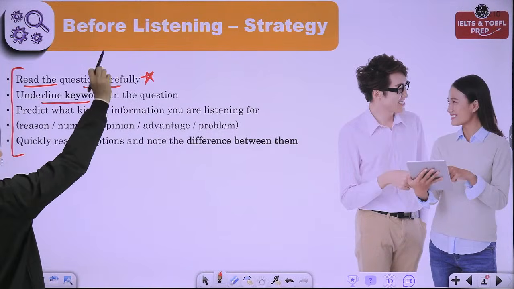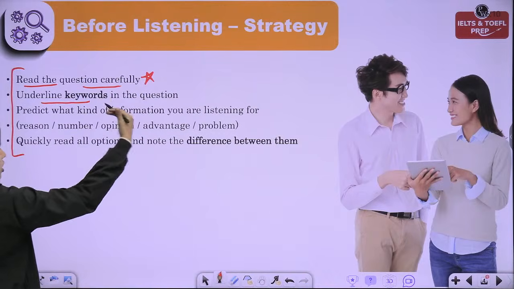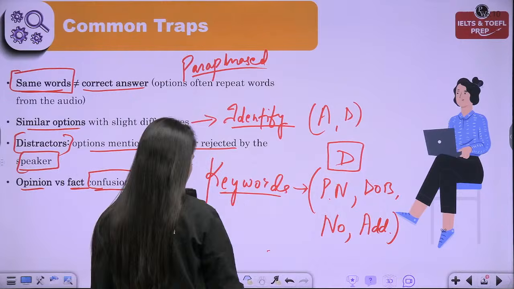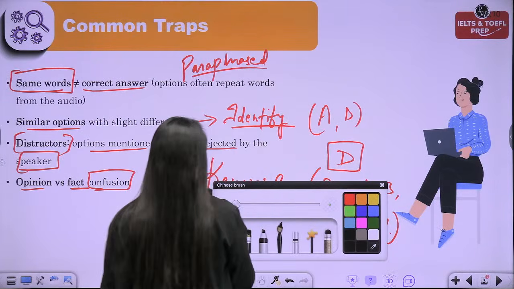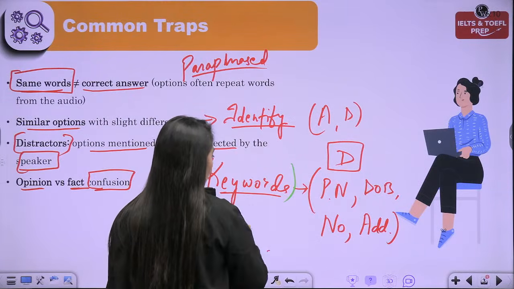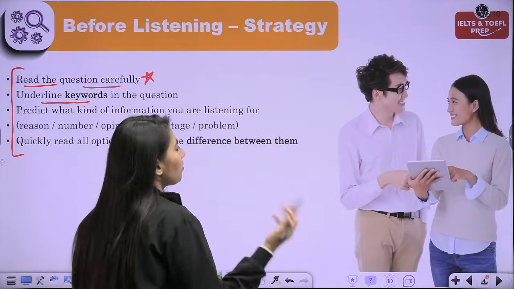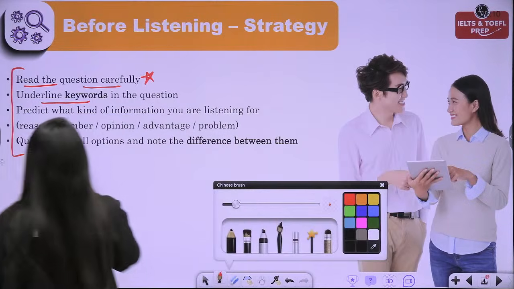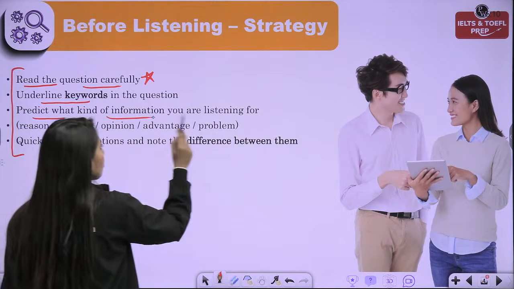Apart from that, underline keywords in the question. Once you are done reading the question, now underline the keywords. As keywords, what all things should you mark? I have already told that here. These are those things that you should always mark as your priority keywords. Now apart from that, what all do we have next? Predict what kind of information you are listening for.